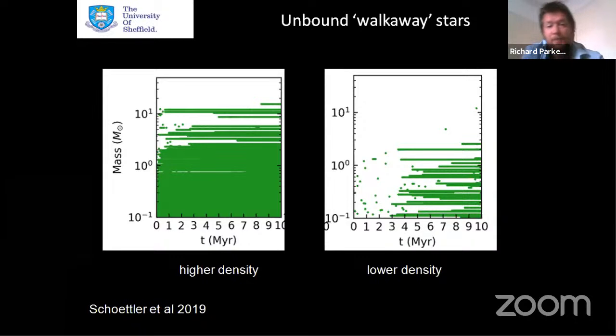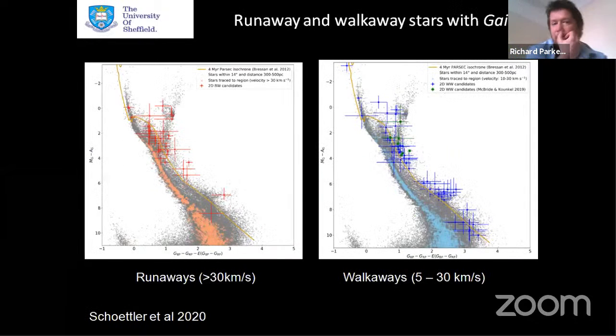To summarize that in a couple of plots, what Christina found is that the main parameter of interest is the initial stellar density. You're probably not surprised to know, from what I've told you so far, that the higher the stellar density, the more ejected stars you get, and you can then, for a given time in the simulation, try and compare that to observed star-forming regions. And this is where Gaia comes in.